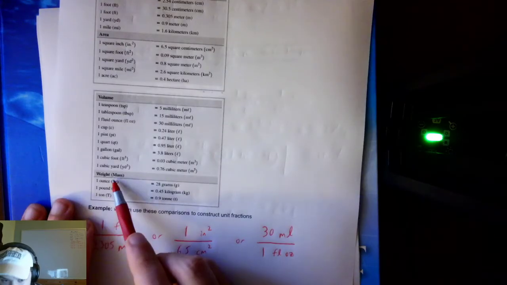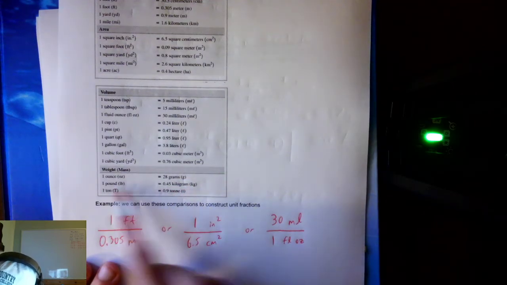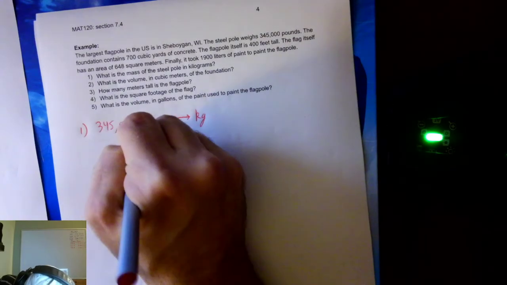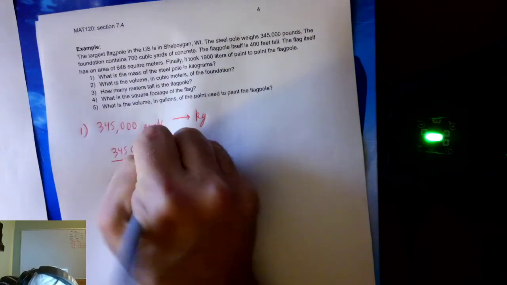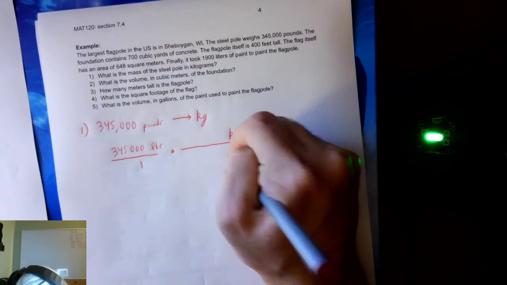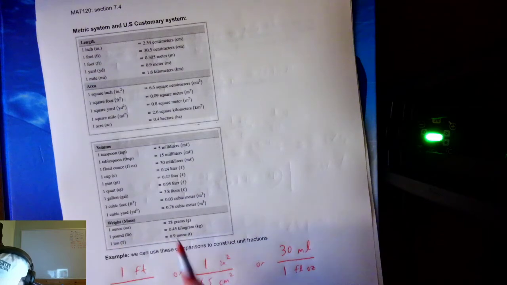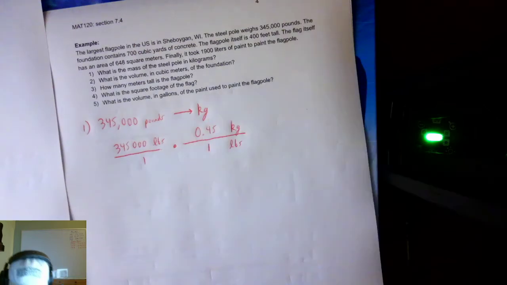I'm trying to convert pounds to kilograms. So in my list here, I'm looking at weight, which is mass, and I want to see if I can relate pounds to kilos. And it does work right away, right? I see I can relate them. All right, well, I'm going to use the unit fraction. 345,000 pounds, which is LBS, over 1 times. I want to get kilograms, and I want to cancel pounds. So I need to use this conversion rate. 1 pound is 0.45 kilograms.